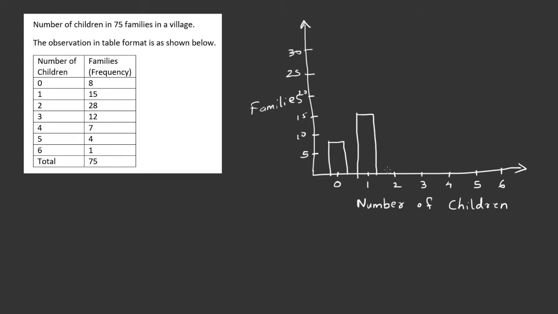For 2 it is having 28, so the bar will have a height this much. And for 3 it is having 12, so I have to draw like this. For 4 it is 7, I have to draw like this. And for 5 it is 4, and for 6 it is 1. So this is a bar chart of this data. From the graph, we can easily understand various details about the data.